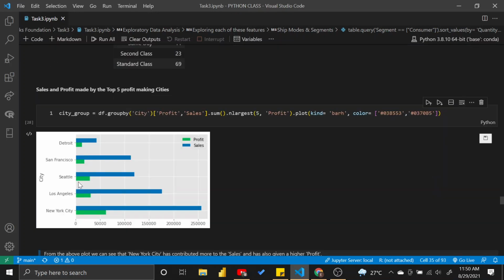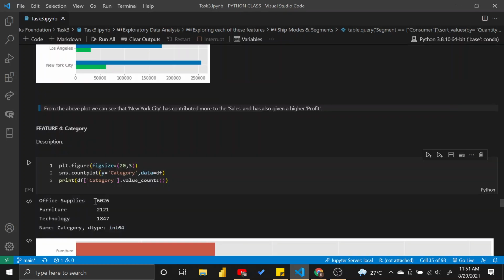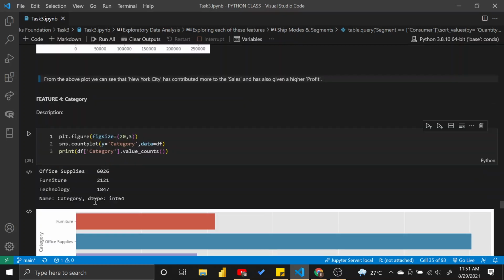Now we'll see the profit made by the top five cities. New York has huge sales, and its profit is great, but it's not that great. Detroit actually has the lowest sales among the top five, but its profit is also not that up to par. I think that's some problem that we have with our data set, and we don't have to discuss that any further. Now we go for category.